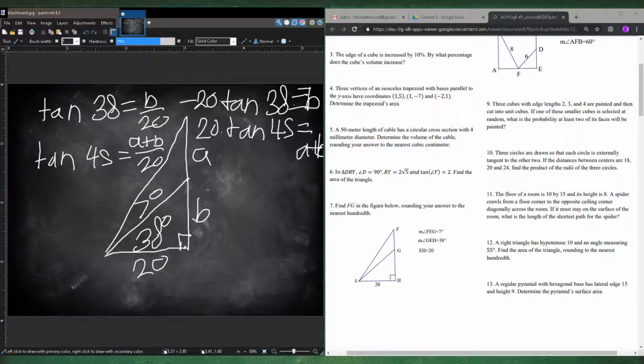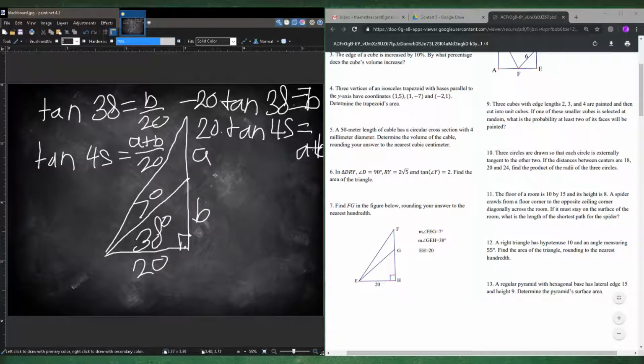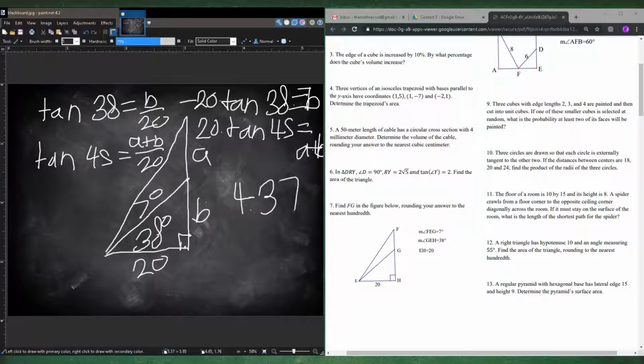So using your calculator, you could just plug this all in. Negative 20 times tangent of 38, and 20 times tangent of 45, and then you add them together, and rounding to hundredths, you get about 4.37. Basically that simple.